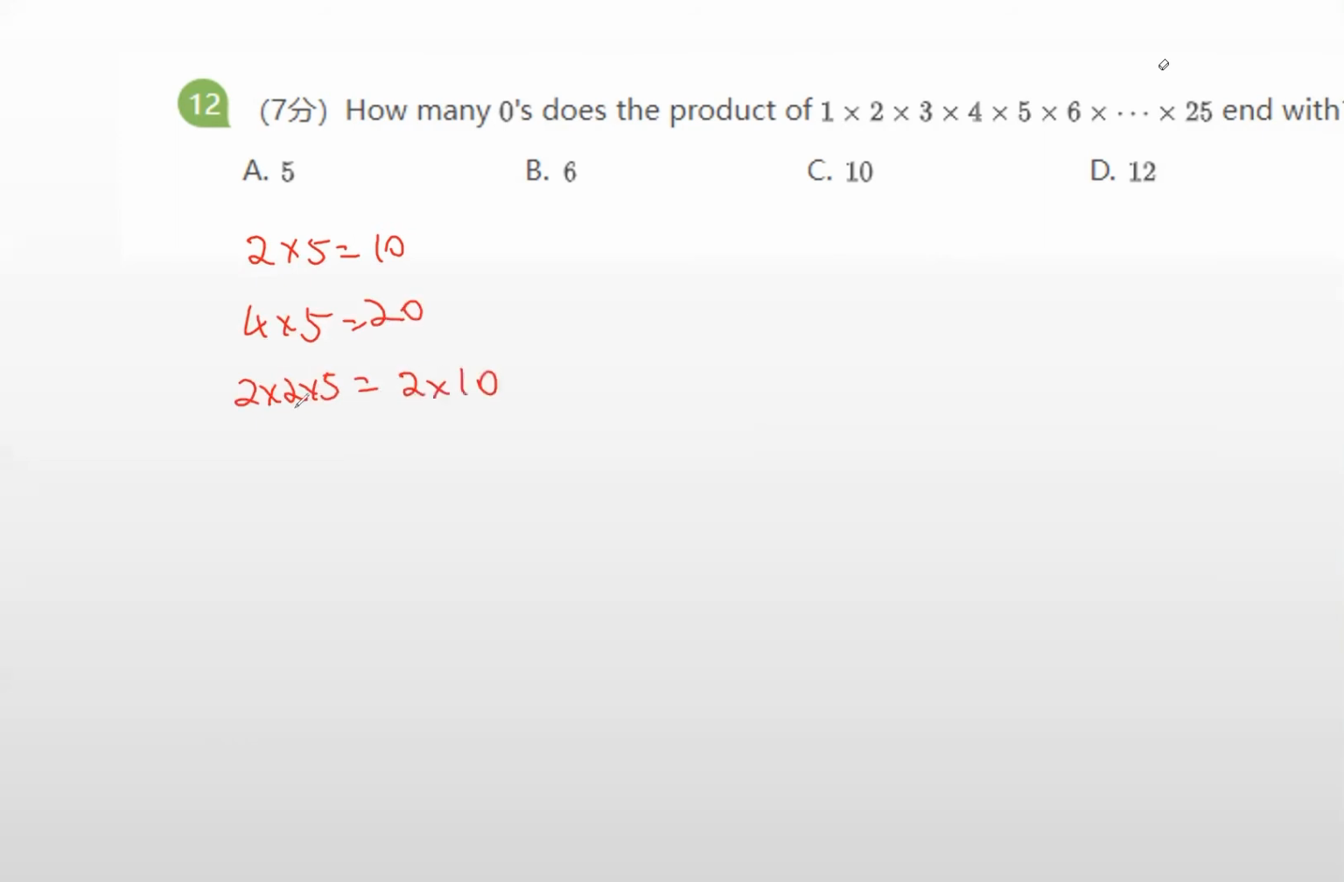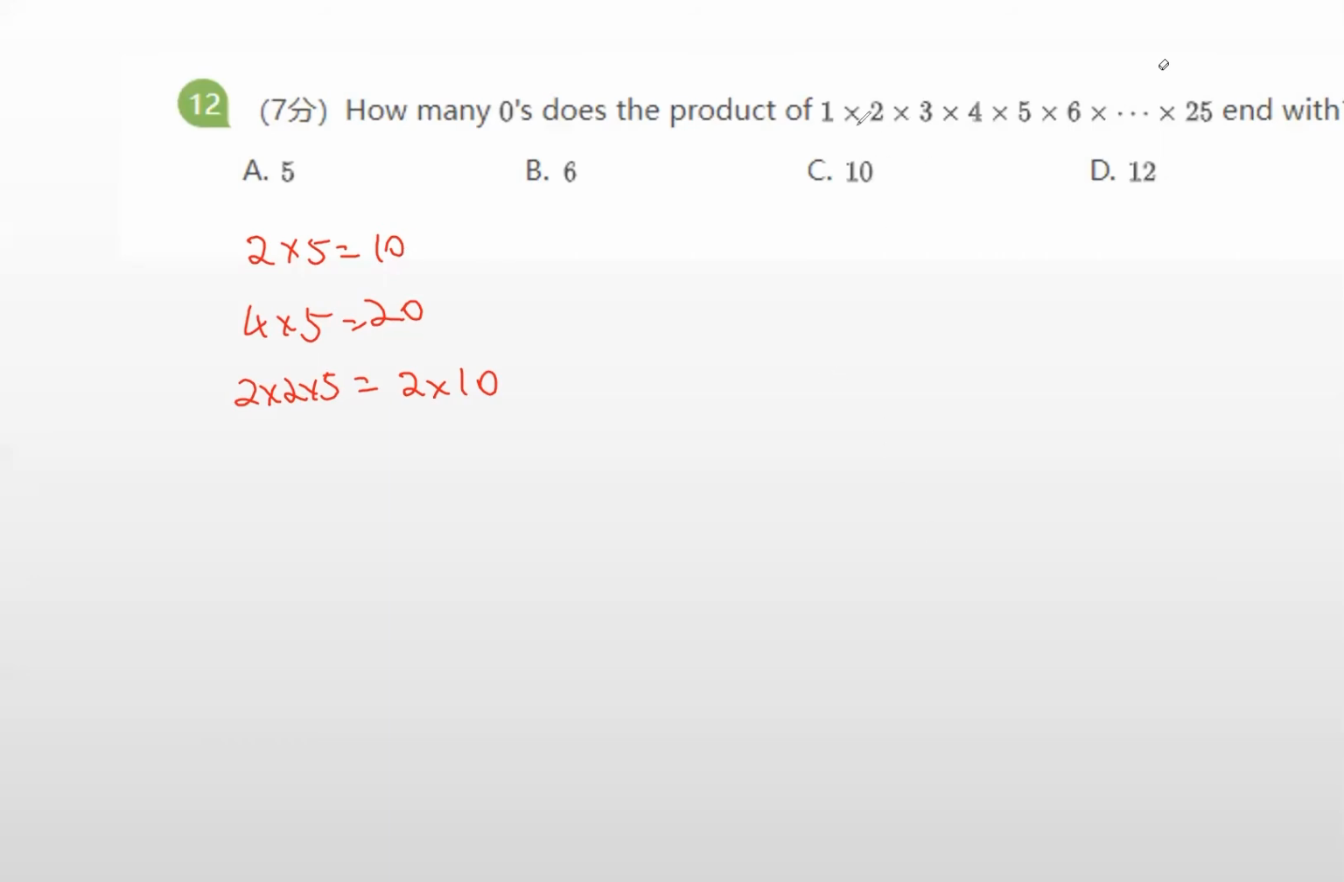Which means only 2 times 5 gives us 10, a zero in the end. So for this question, we just need to look at how many 2s and how many 5s there are. So that's combining them. How many zeros are there? So how many 10s are there? We know that if you multiply by 10, it's always got a zero. So we just need to check how many 10s there are.